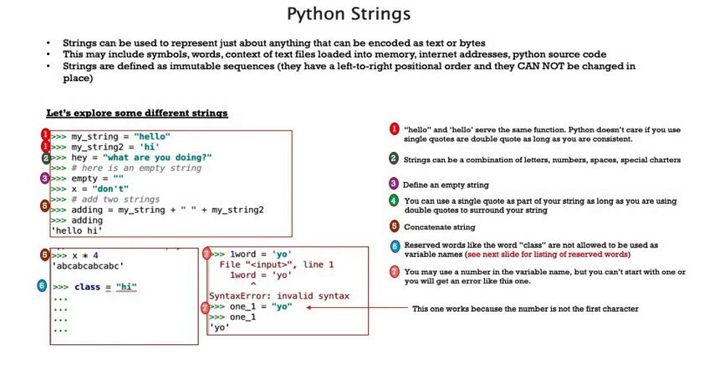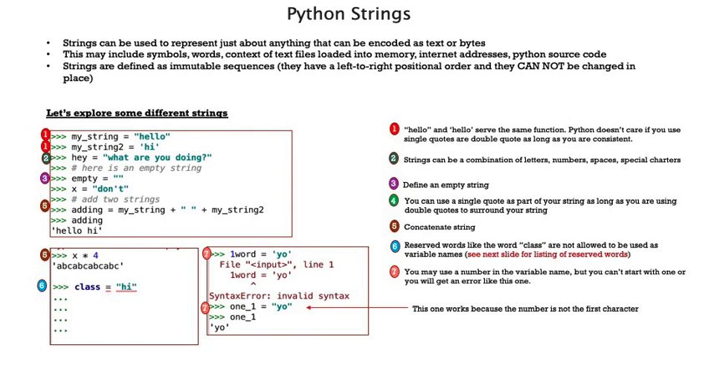Now we're on to Python strings. Strings can be used to represent just about anything that can be encoded as text or bytes. This may include symbols, words, contents of text files loaded into memory, internet addresses, Python source code, etc. Strings are defined as immutable sequences. So they have a left to right positional order and they cannot be changed in place, hence the immutable type. Python has some types that are immutable and some types that are mutable, and we're going to get to those.